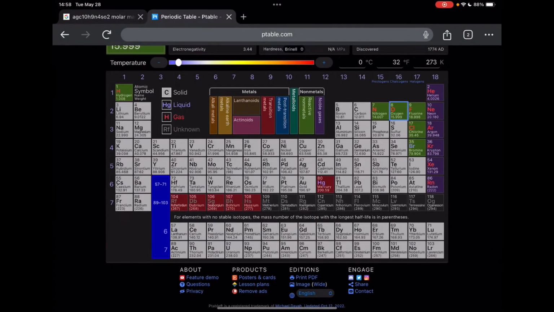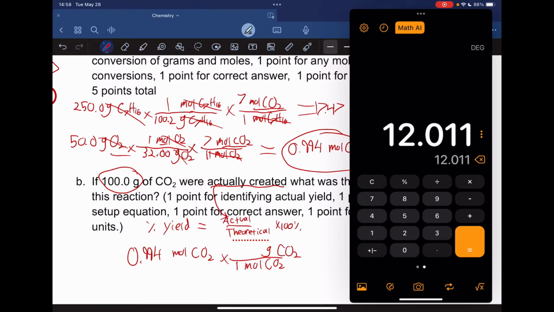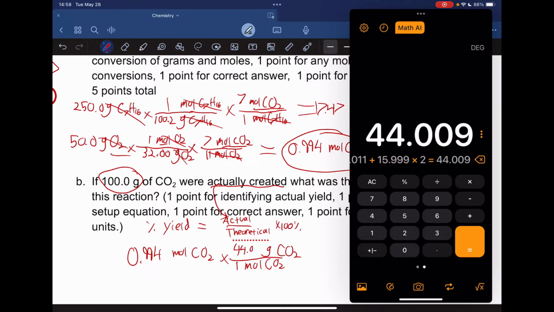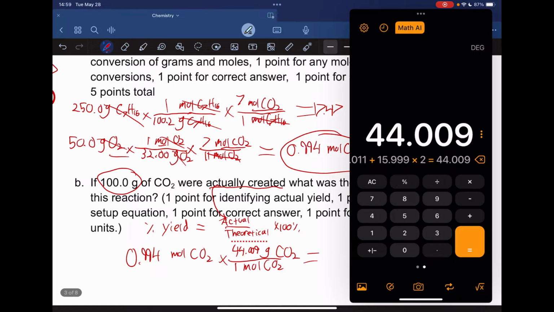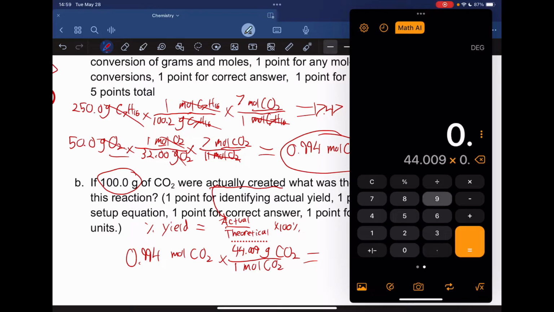So the molar mass of CO2, we have carbon is 12.011, oxygen is 15.999. 12.011, and that is just one of them, plus 15.999 times 2, and this equals 44.009 grams. So we need that calculator back out. We're going to take that number and multiply by the 0.994 number, and we get 43.7.